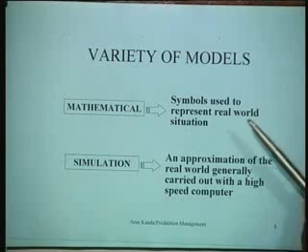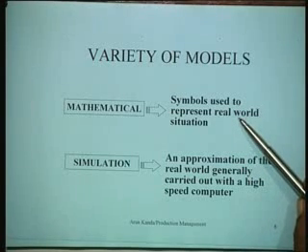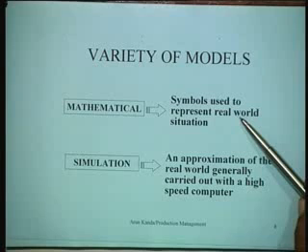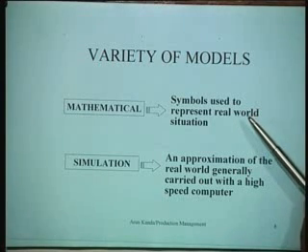Or there could be models which are mathematical. Essentially, mathematical models are those models where symbols are used to represent real life situations. You might want to represent the pressure by a variable P, the volume by a variable V, and depending upon the situation, you might say PV is equal to constant, or PV to the power eta is equal to constant. That's in fact a mathematical model of how gases behave.